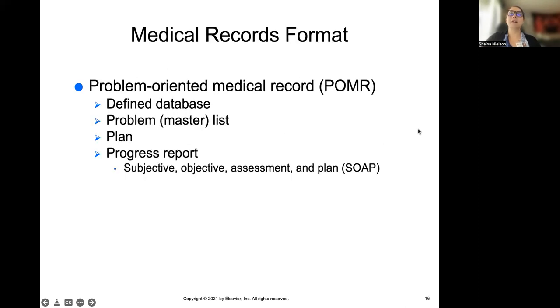Okay, getting into the medical records format, we use problem-oriented medical records, also known as POMR, and we use this through a progress report called the SOAP, which stands for Subjective, Objective, Assessment, and Plan. So when we have the patient's medical records in an electronic document, we're going to have a few different options when we're accessing this record. It's going to be within that defined database. They're going to have a master list of problems. So if they've come in for ear infections, if they have an extra toe, if they have corneal problems with their eyes, anything like that, it's going to go on a master problem list. They've had this problem before, and we can check back on it.